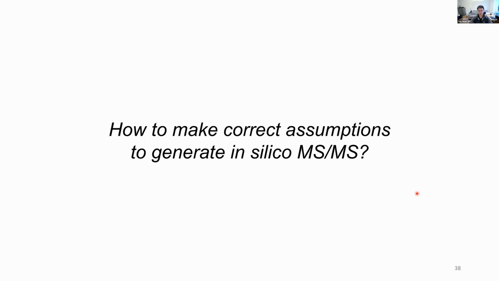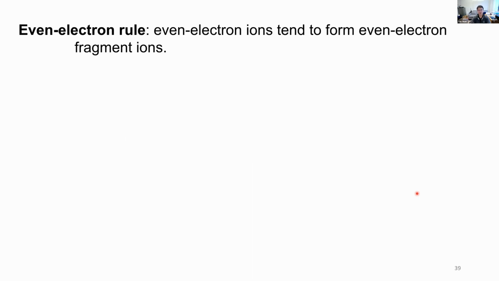One common solution is to build in silico MS spectra, that is, to predict the MS spectra from a chemical structure. When we are doing this, we usually set some rules to guide the in silico prediction. Among them, a very important rule is the even electron rule. Basically, we believe that even electron ions tend to form even electron fragment ions. And when we talk about LCMS analysis using electrospray ionization, the ions are usually M plus H in positive mode or M minus H in negative mode. And those are even electron ions.